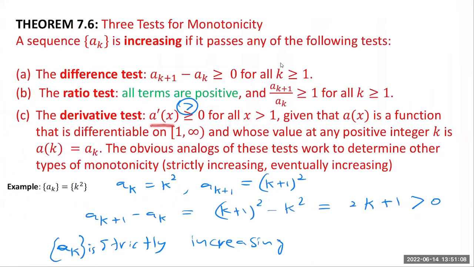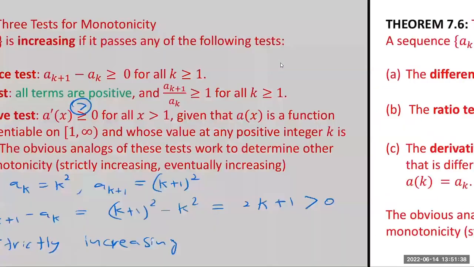It is the derivative test. If your a prime of x is bigger than or equal to 0 for all x greater than 1, then our sequence a_k is an increasing sequence. Of course, if it is less than or equal to 0, it's a decreasing sequence. Strictly increasing and strictly decreasing sequences are defined the same way, by replacing the greater than or equal to sign with strictly greater than, and the less than or equal to sign with strictly less than.